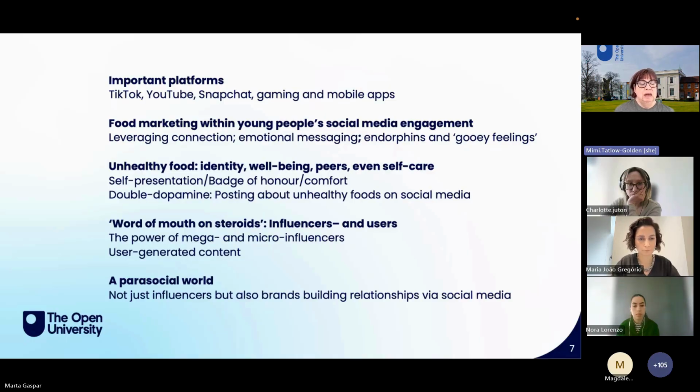Particularly, they focused on influencers and the power of mega, but crucially also micro influencers. And they spoke really openly about how their role they see now is one of generating more and more user-generated content. And this is an area that really provides a challenge to regulation. If we think that we're talking about a discrete ad created by a company that is placed somewhere, no, we're looking at a completely different phenomenon now, in which a very wide-ranging networked conversation is taking place, and this parasocial world in which not just influencers, but also brands are themselves building relationships with individuals via social media, including young people.